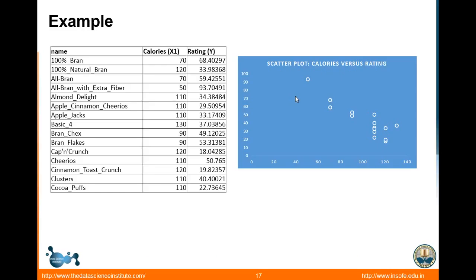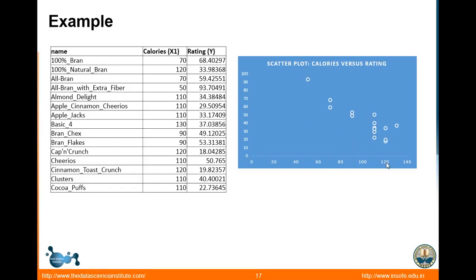Now let us take a look at a simple example where, from the cereals data, I have just taken two attributes, that is one independent variable and one dependent variable. Calories per serving is given for each of the cereals and the corresponding rating is given to us. When we plot this, we see that there is a negative relationship between the calories and rating. As the number of calories are increasing, the rating is coming down.